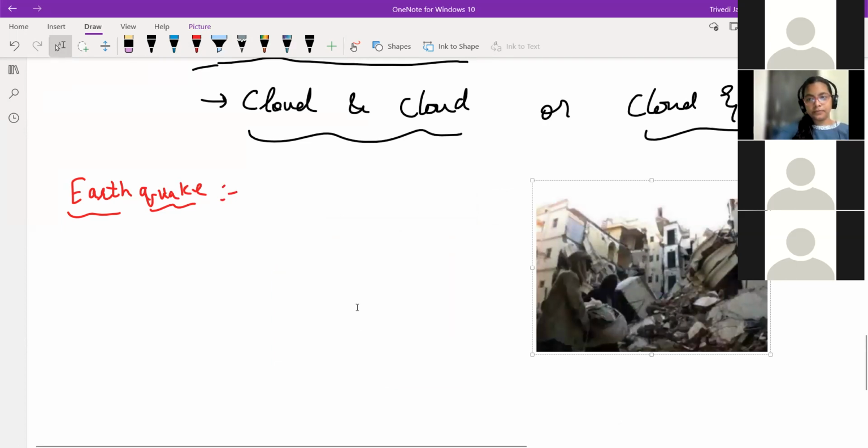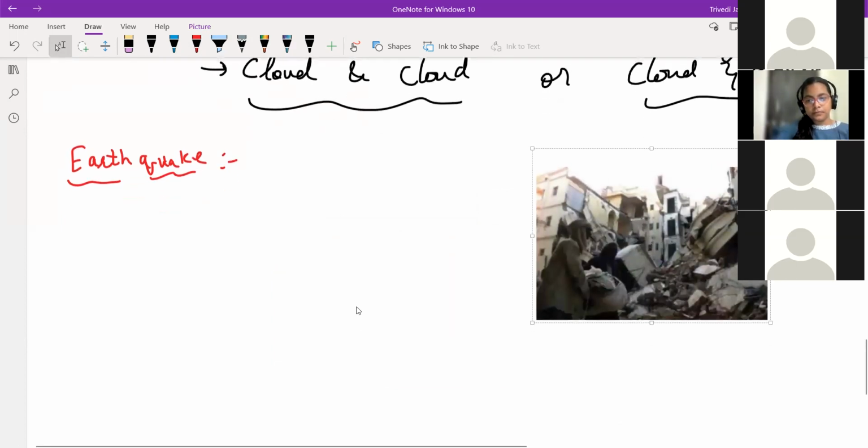Okay. So generally, earthquake is measured on the Richter scale. Richter scale. And those are tectonic plates. Sir, and if it rises above a certain level, then it's a very huge earthquake.